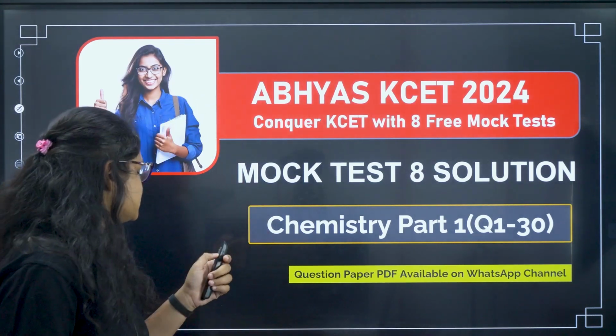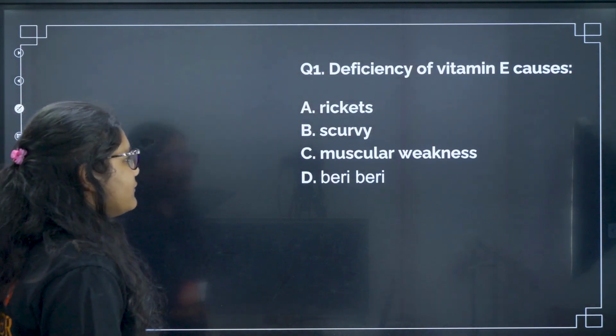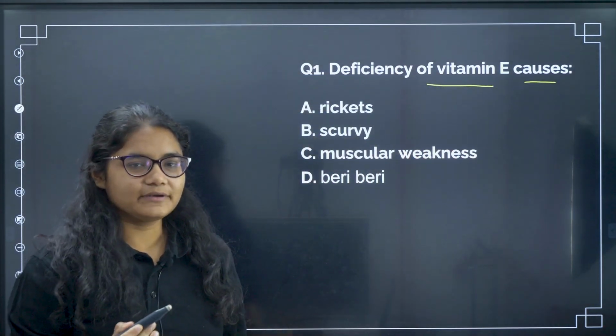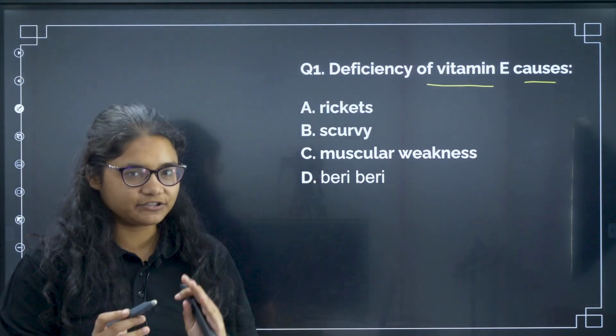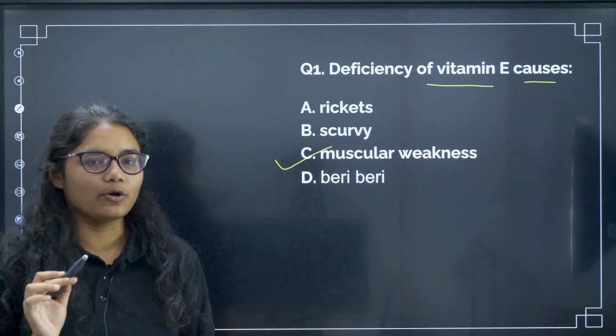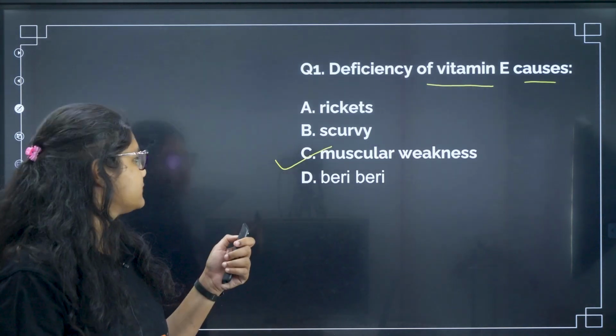Okay, so let us start with the first question. Deficiency of vitamin E causes. So this is from the biomolecules chapter. The table is there for all the deficiency diseases. So the correct answer for this question will be option number C, that is muscular weakness.